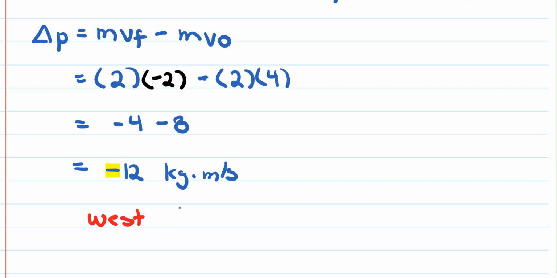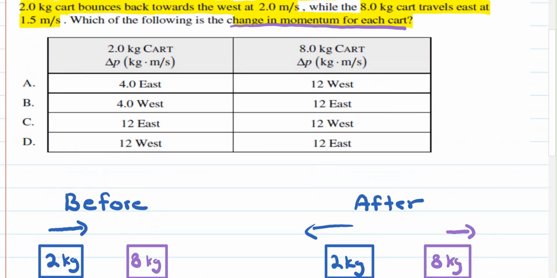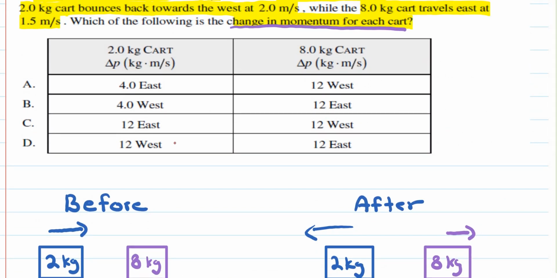Okay, so west, and then if you want to write 12 kilograms times meters per second, that is the change in momentum for the 2 kilogram cart. So we're going 12 kilograms times meters per second in the west direction. If I go back to my multiple choice options, option D is the only one that actually works. I get 12 for the magnitude and the direction is west.